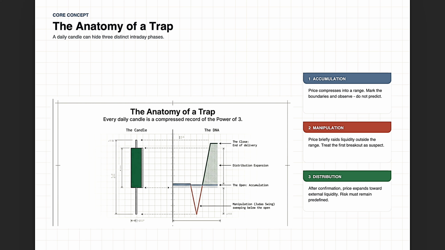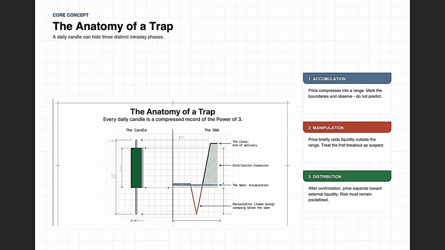And after that, the market comes to the third step, which is distribution. Here you can see that after confirmation, the price expanded towards external liquidity. Risk must remain predefined. Here you can see what the market did. It went into distribution expansion here. The price closed higher, so you must be seeing a candle phase here. Now, let me show you the chart phase.